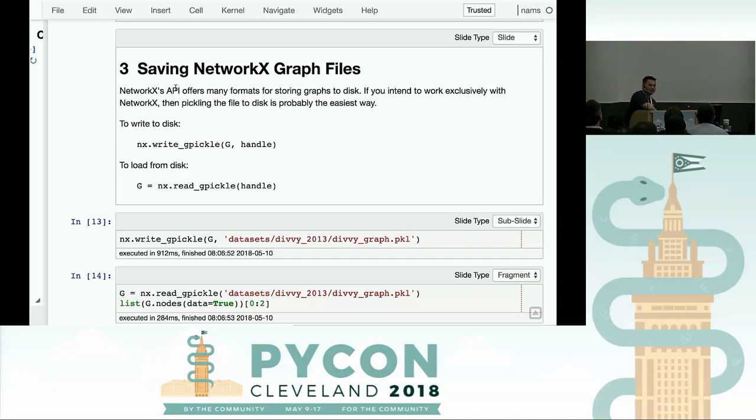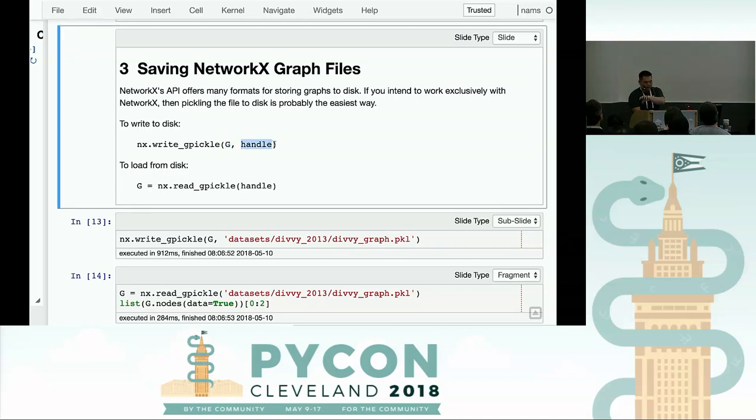So I'll spend my time creating the graph from whatever file that I had before, and then I'll say nx.write_gpickle, right? And it'll write the graph G to this path, the file handle, right? And under the hood, it'll do that. And then you can load back the graph data by using G equals nx.read_gpickle and passing in the path that you need, right? Okay, so this is another option.